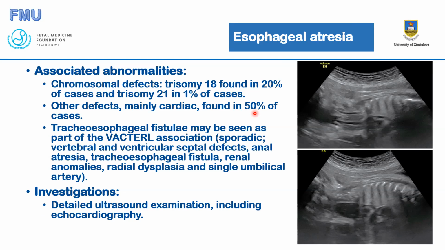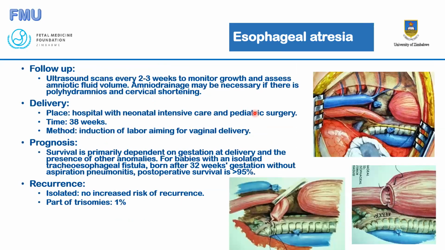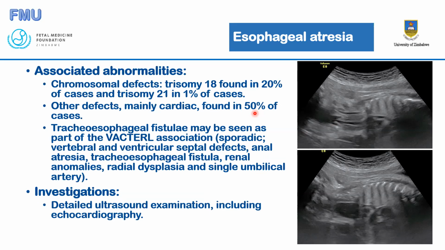Then we have tracheoesophageal fistula, which may be seen as part of the VACTERL association, which includes the vertebral defects, the anal atresia, tracheoesophageal fistula, and renal anomalies, radial dysplasia, and also single umbilical artery. The investigation is a detailed ultrasound, including fetal echocardiography, and also invasive testing. I forgot invasive testing. We need to offer them invasive testing because of the association with trisomy 18.